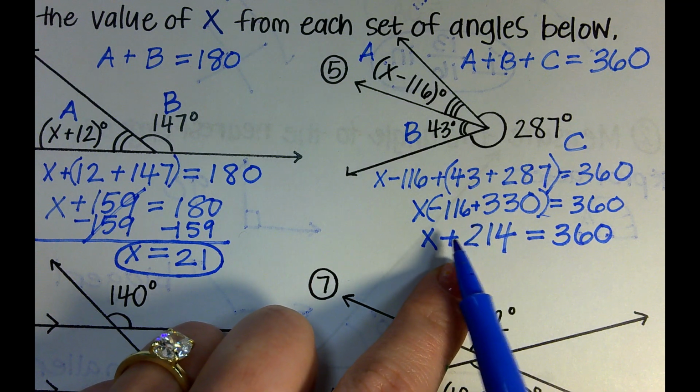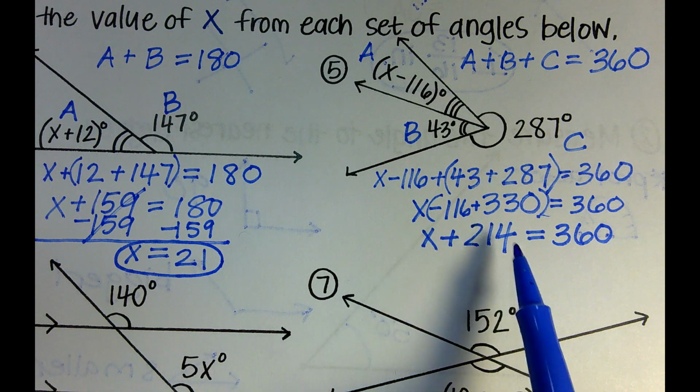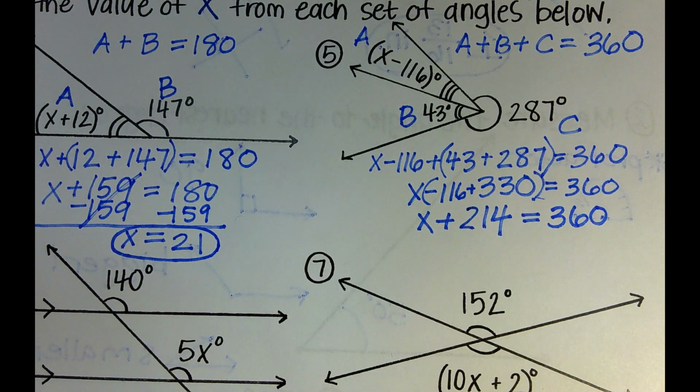So that plus sign, I like to think of it like an "and" sign. It's like x and we have 214. We would only make it minus if it was a negative. Do we have any more like terms to combine?